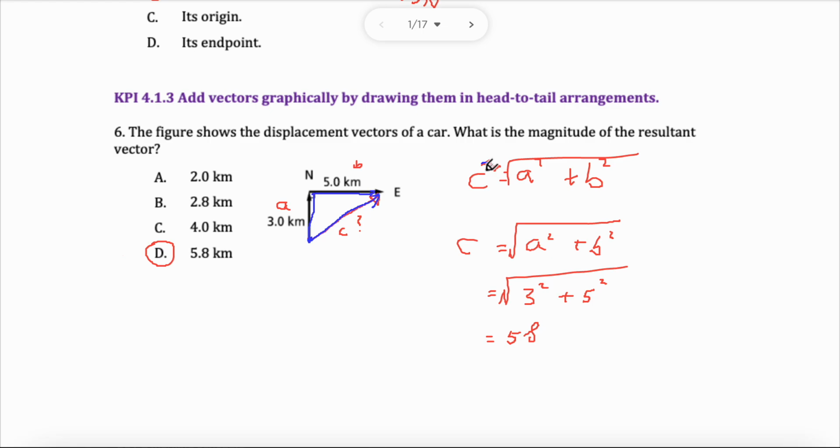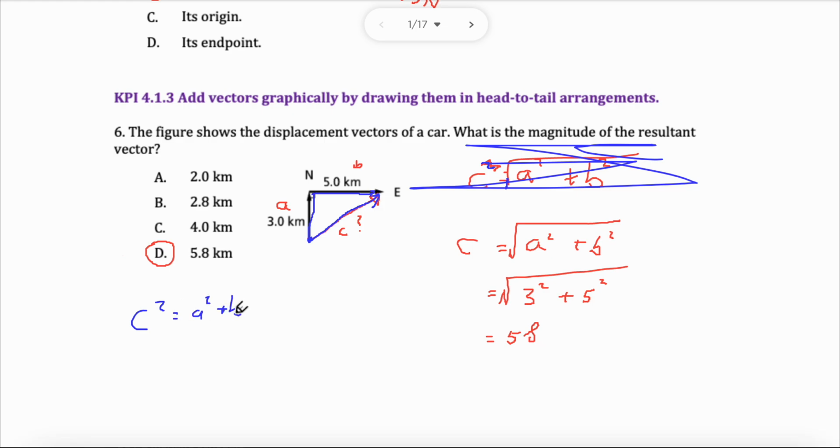To cancel the square, I will take the square root of both sides. So let me just write that out again. The general formula should have been C squared equals A squared plus B squared. And taking the square root of both sides, I am left with this. Square root of 3 squared plus 5 squared. That gives me 58 kilometers. So the answer is not 58, it's actually 5.8. 5.8 kilometers. It's usually bigger than the other two sides.